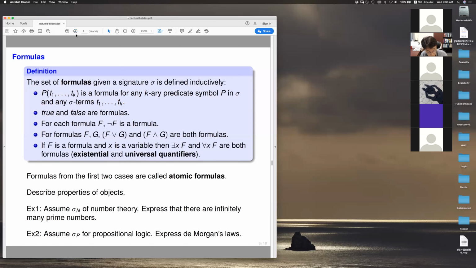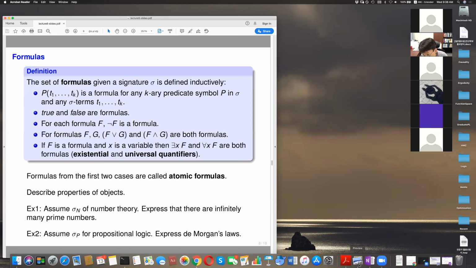Now here are two exercises I want you to solve. The first exercise is to use a signature for number theory, which I will show you in another slide, and express that there are infinitely many prime numbers using the terms and formulas that we just defined over this signature. The second is to use the signature of propositional logic to express De Morgan's law.